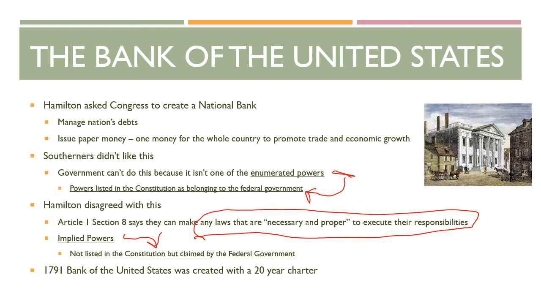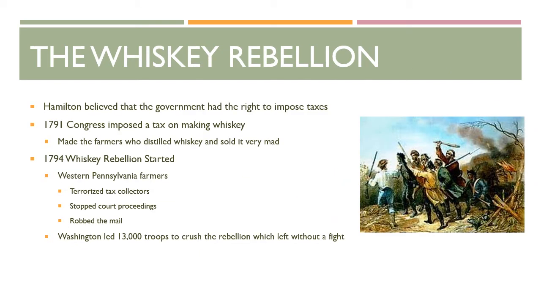And so in 1791, as an implied power, the Bank of the United States was created and given a 20-year charter. Hamilton also believed that the government had the right to impose taxes over the entire country. And so one of these taxes that he imposed, or they imposed, started the Whiskey Rebellion. In 1791, Congress created a tax, an excise tax on making whiskey. They said, if you're going to make whiskey out of your grain, then you have to pay this tax to the government on all of it that you sell. And so this made, obviously, the farmers who took their grain and distilled whiskey with it and sold it, very, very mad.